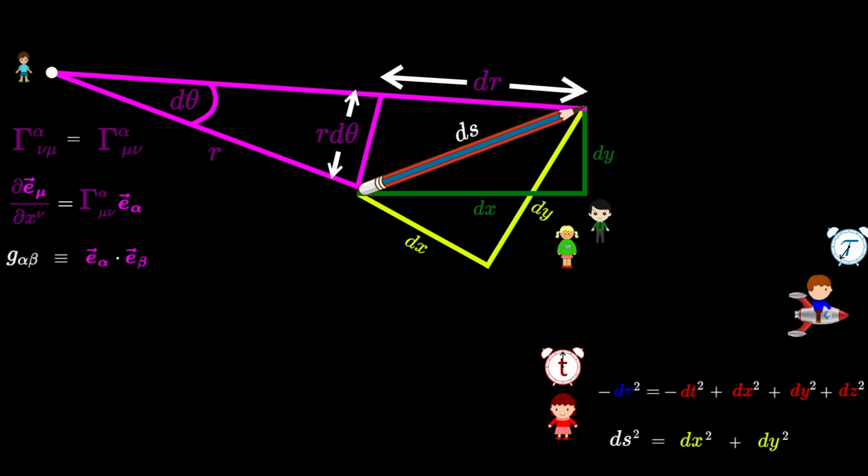However, it would be useful to have a formula rather than having to draw out all the vectors as we did before. Let's start by taking the partial derivative with respect to x mu of both sides of the metric tensor definition.